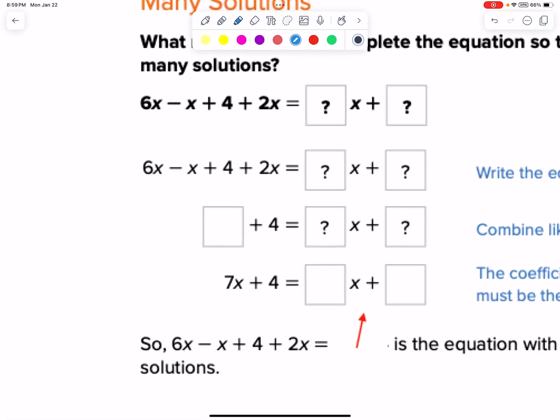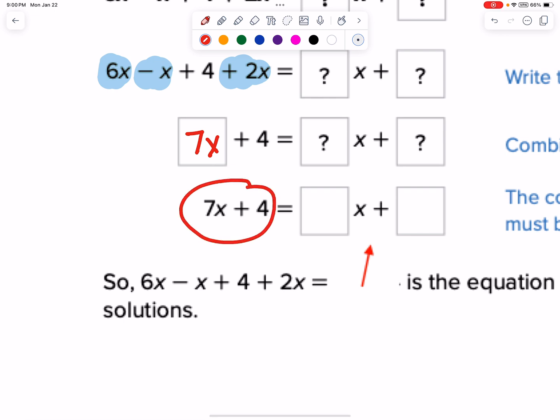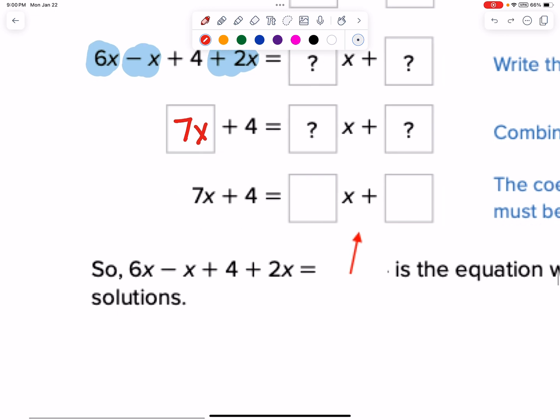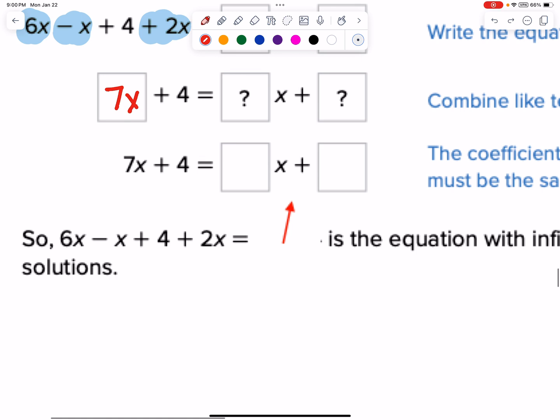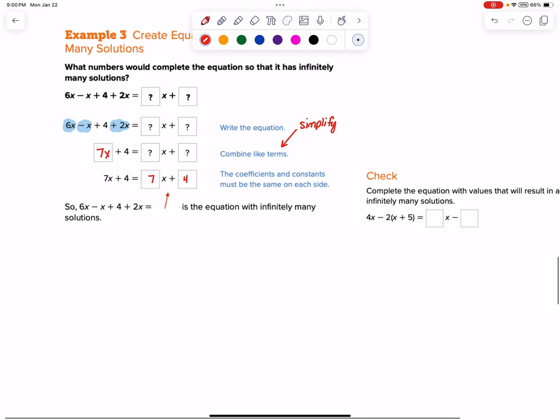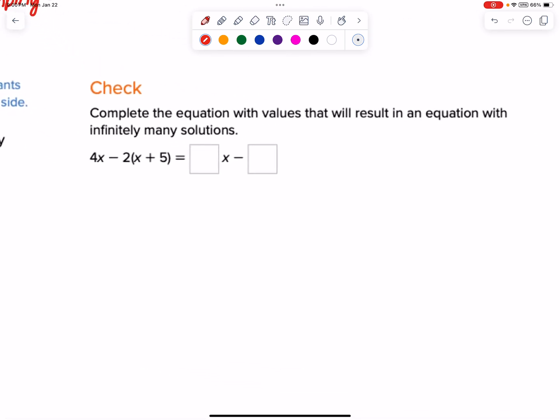You can see that we have our 6x and our negative x and our positive 2x. And when you combine those, 6 minus 1x is 5x plus 2x is 7x. And so you can see we have that here. So 7x plus 4, what does the right side have to be? Well, remember, it has to be exactly the same. So 7x plus 4. Okay.